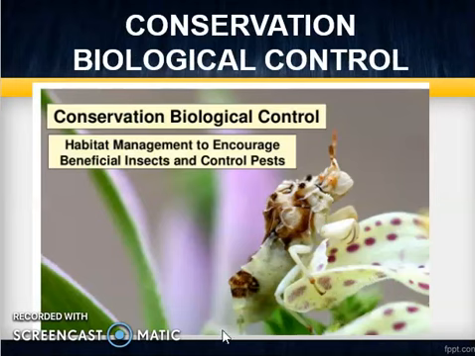Right now, for this slide, we want to discuss another conservation method that we can practice in this world to protect our natural environment. This kind of conservation method is called conservation biological control. What do we mean by conservation biological control? Based on this slide, it can be defined as habitat management to encourage beneficial insects and control pests that attack our crops in agriculture.